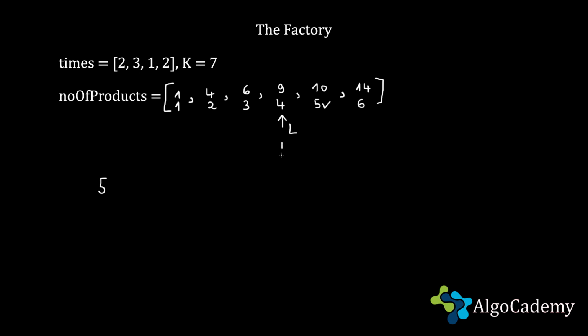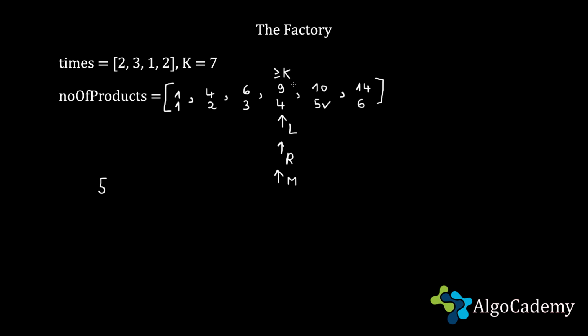So on our next iteration, we will have left equals right equals 4. Now, obviously, the middle is also on this position. I check the value on the middle, number of products of 4, which is 9. I compare it to k, and it is indeed greater than or equal to k.